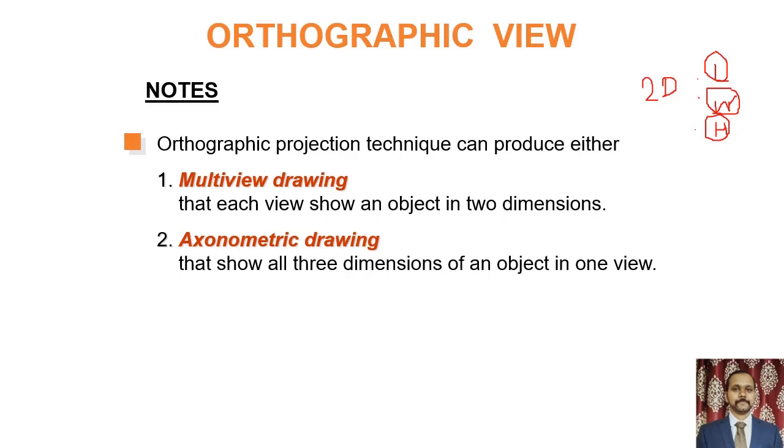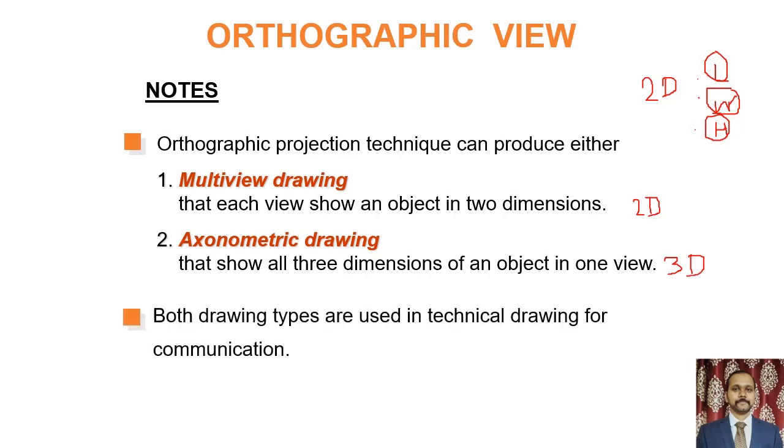And in multi-view drawing we see two dimensions, and in axonometric drawing we see three dimensions. Okay, so both drawing types are used for technical drawing, for communication. By using 2D, we see the actual shape and size of an object. And in three dimensions we get an idea of the size of that object, how it looks in 3D format. Okay, so in both ways we produce drawings.